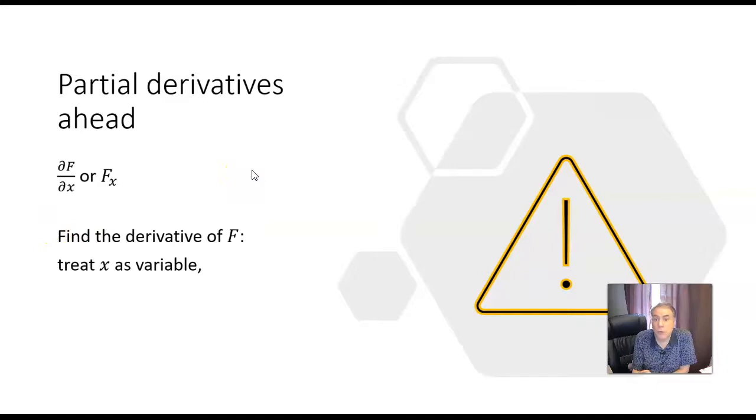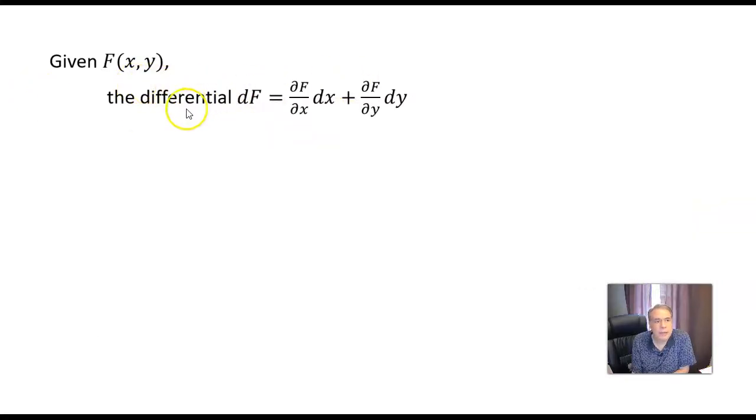And when you're following those rules, treat x as a variable and treat y or any other variable as a constant for the purpose of finding that partial derivative. Then when you're finding the partial derivative with respect to y, you treat y as the variable and x as a constant. And then the total differential of a function like that is defined to be its partial derivative with respect to x times dx plus its partial derivative with respect to y times dy.